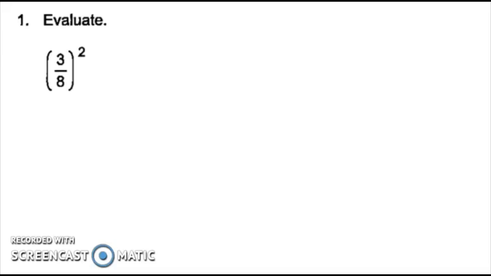Number 1 is asking you to evaluate 3/8 squared. What you would do in this one, squared is basically multiplying a number by itself. So we can raise both the numerator and the denominator to the exponent of 2. So we'd have 3 squared over 8 squared. 3 squared is 9 and 8 squared is 64. You can't reduce 9 over 64, so your answer is simply going to be 9 over 64.